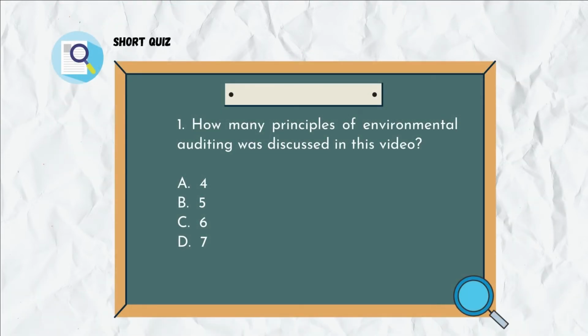Now, let's go to the short quiz. For the first question, how many principles of environmental auditing was discussed in this video? A. 4, B. 5, C. 6, and D. 7. The answer is B.